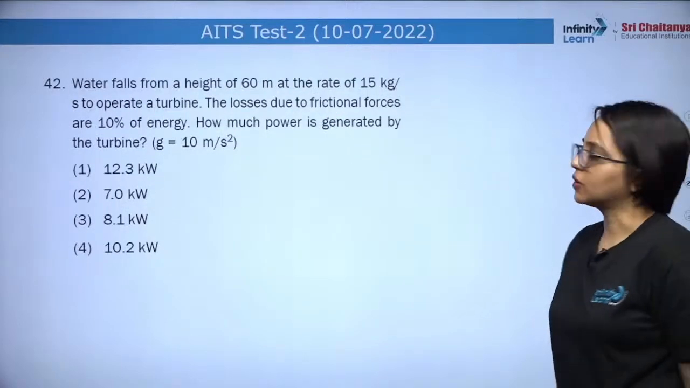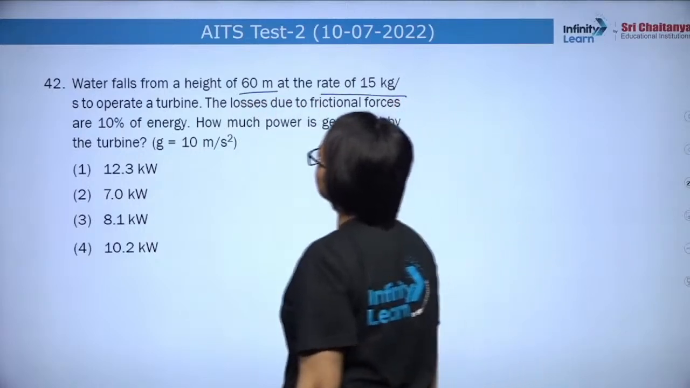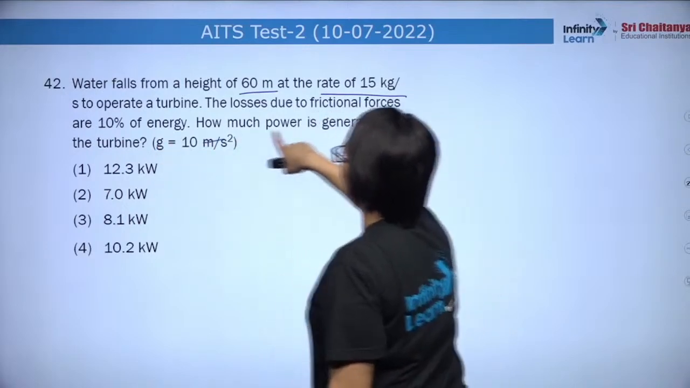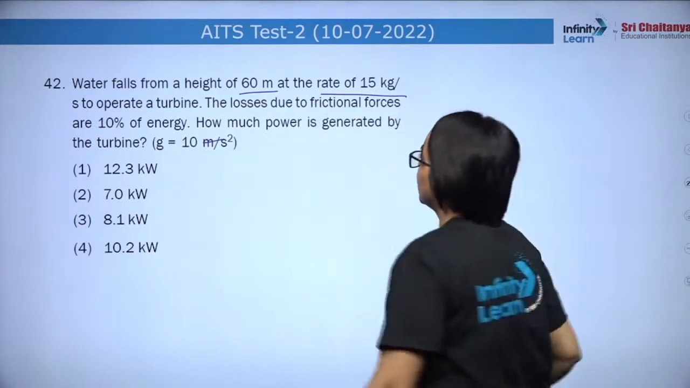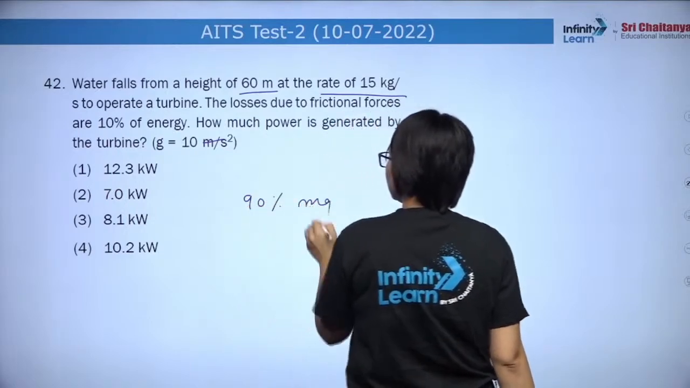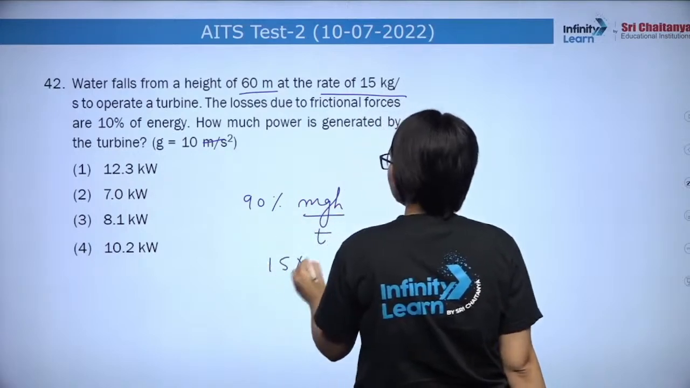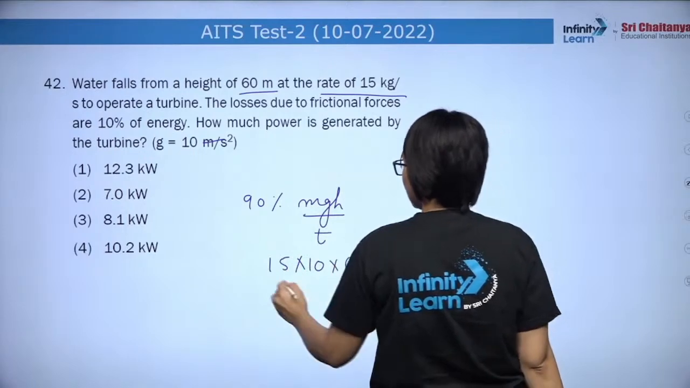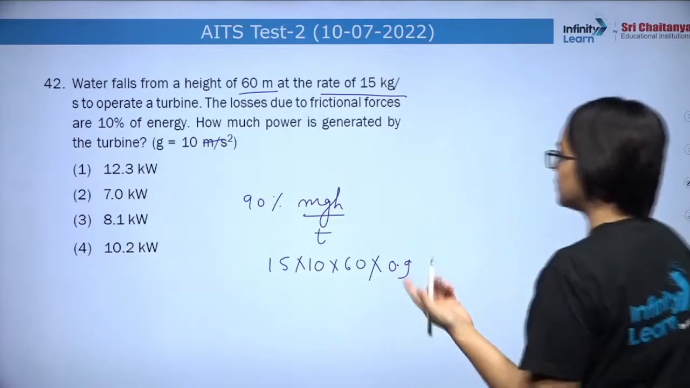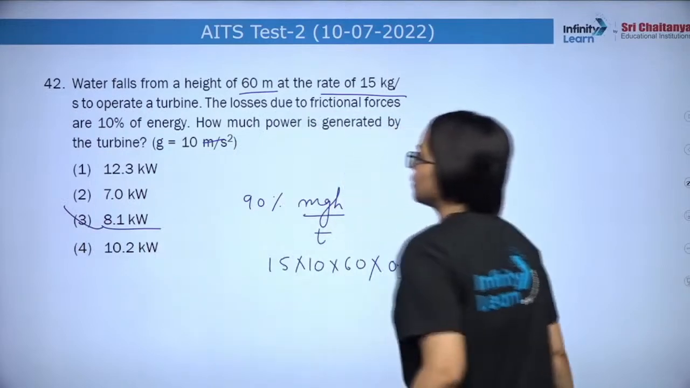Next is question number 42. Water falls from a height of 60 meter at a rate of 15 kilogram per second to operate a turbine. The losses due to the frictional forces are 10% of the energy. How much power is generated by the turbine? So it will be 90% of mgh upon t. So m upon t is given as 15, g is 10 and h is 60, and into 90%, that is 0.9. So after solving this one, you will get the answer as 8.1 kilowatt, which is option 3.